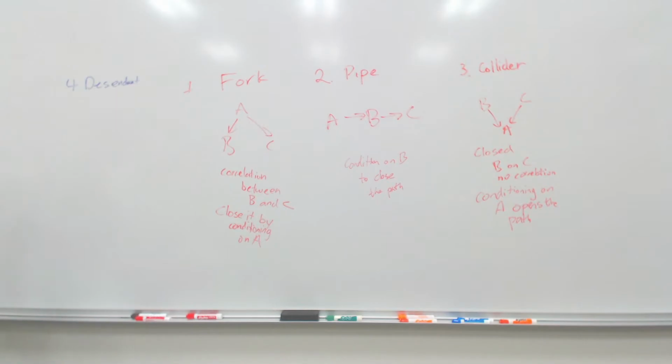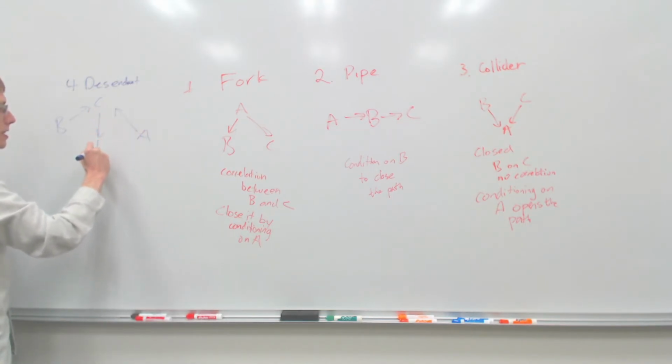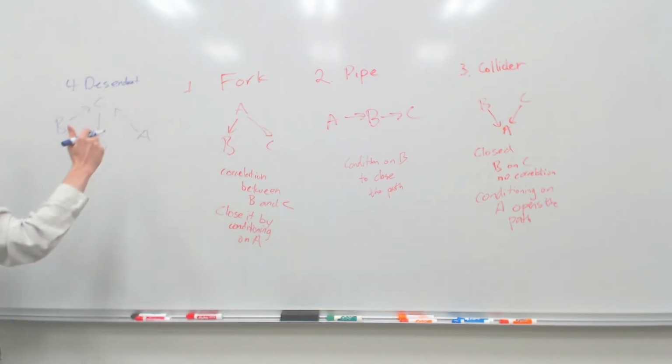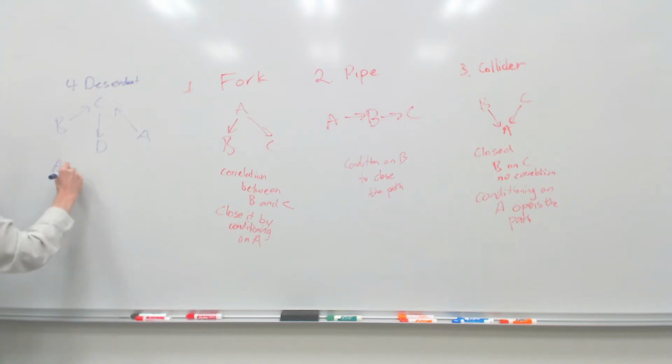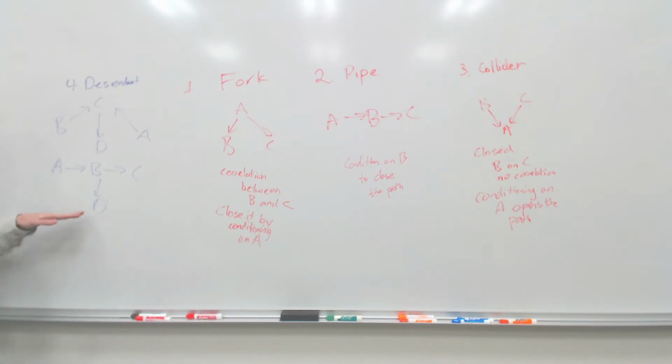All right, so here's descendant. What this one is, in general, it could be any one of these, right? But the catch is that there's going to be B, C, A, and then you have a D here. In this case, I drew it as a collider, but it could also be, for example, a pipe here, like A to B to C, and then there's a D here. It's a descendant where it is one of these, but there's also something that it causes. The one in the middle causes a descendant.